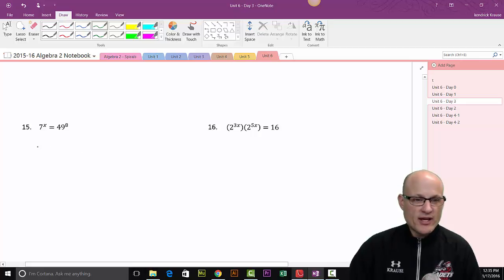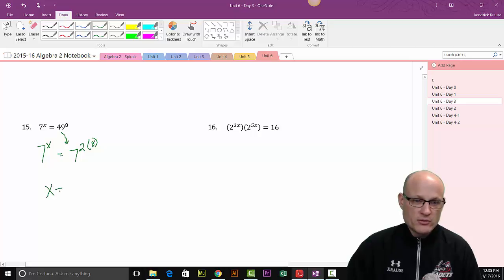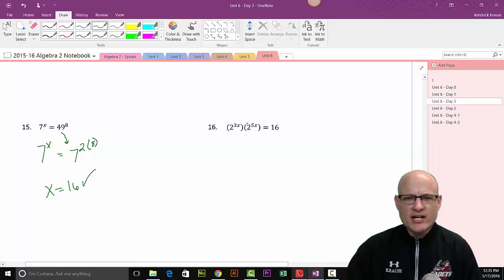So this is just 7 to the x equals, now we got to replace 49. So I said 2, 3, 5, but here's a case where we're going to have to use 7 because I can't use 3. 7 squared times 8. Oh, well, x equals 16. Ka-ching, done.